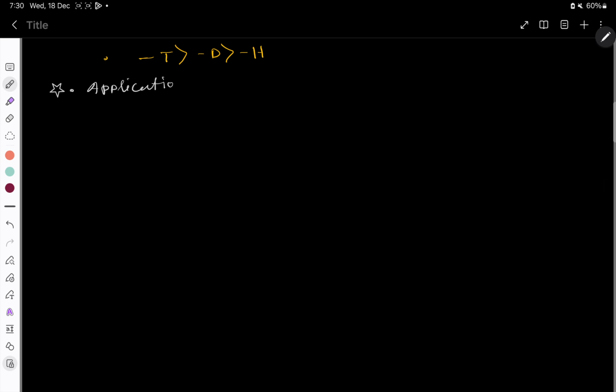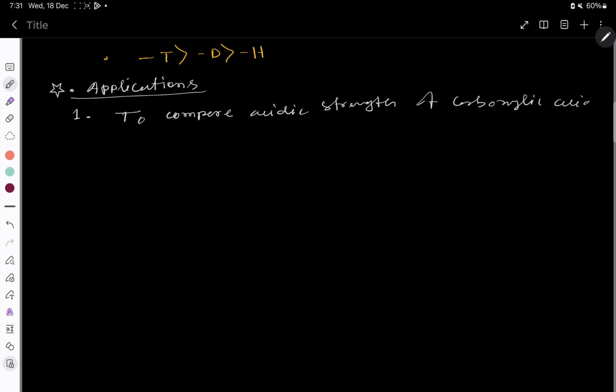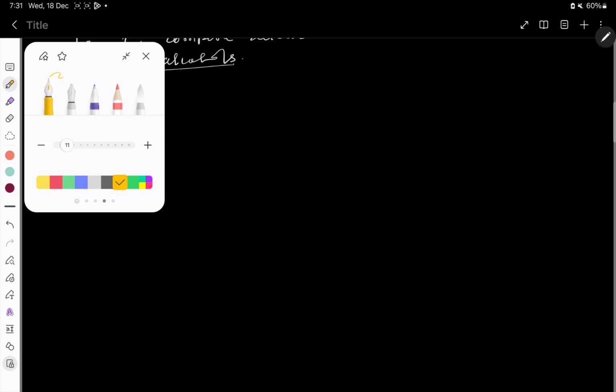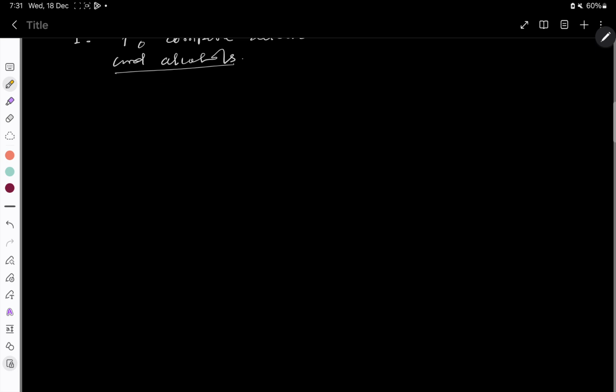Application of inductive effect. The first application is to compare the acidic strength of carboxylic acids and alcohols. For example, if I take one example, that is the carboxylate ion, that is COOH.